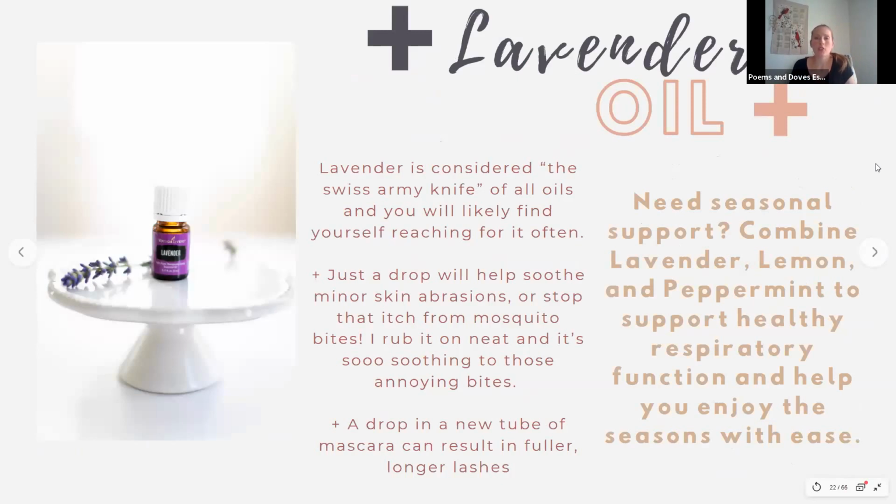All right, so I'm gonna get into some individual oils and their properties and benefits and things you can do with them. So lavender is probably the most known essential oil there is, even for people that don't really know or use essential oils. Lavender is one that they probably have heard of before. Lavender is considered the Swiss Army knife of all oils, because it's just useful in so many different ways. You can just bring out that Swiss Army knife and do a ton of different things with your lavender.